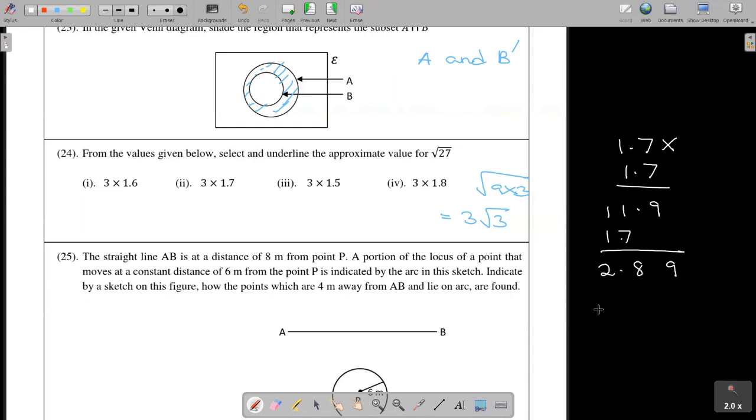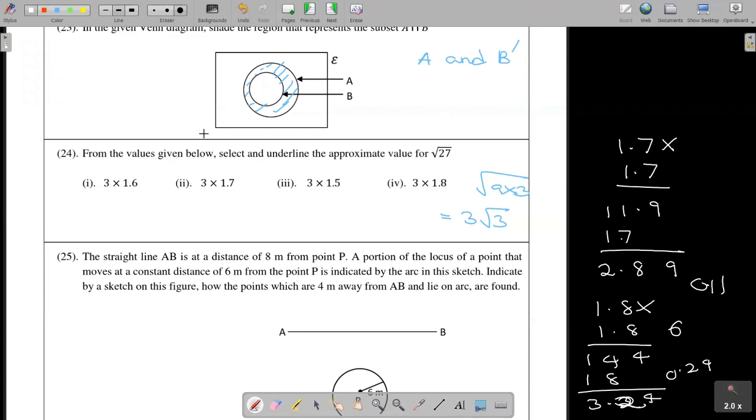2.89. So this is less than 3. We have to try to get a value greater than 3 also. So this is 3.24. So which one is more closer to 3? This one, no? Only 0.11 difference. Here 0.24. So 1.7.